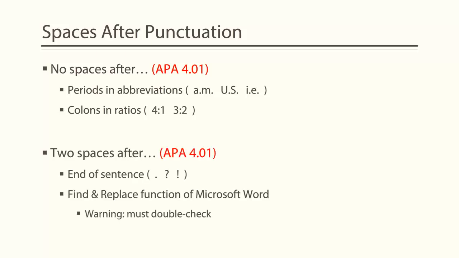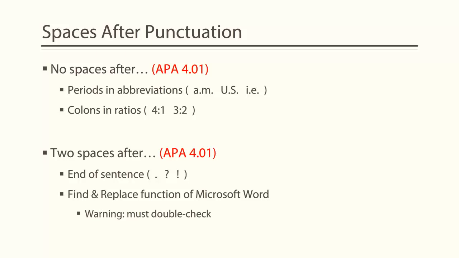APA dictates that there are two spaces after punctuation at the end of a sentence, like a period, question mark, or exclamation point. Although it is acceptable in many venues to use one space between sentences, APA explicitly states that you need two spaces between sentences. If your habit is to put only one space between them, this can be a hard habit to change.